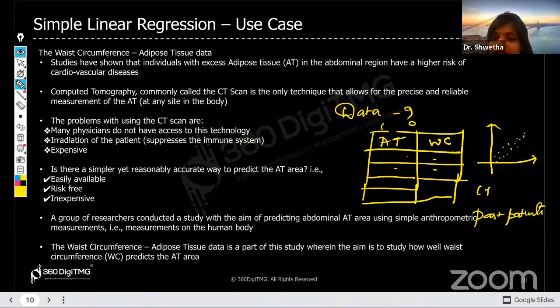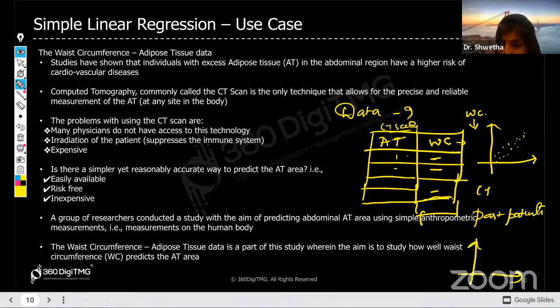Now, the patients who had undergone CT scans in the past may or may not have their waist circumference recorded, because nowhere do they check for waist circumference. So, collecting waist circumference would be challenging. One way would be to call up the patient again and ask them to come in for the waist circumference, or you can invite them for a free health checkup and then take the anthropometric measurements of those patients.